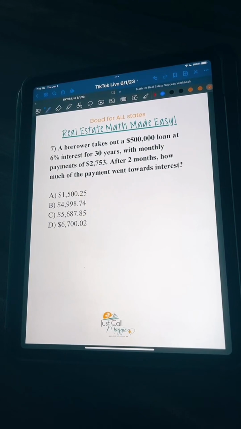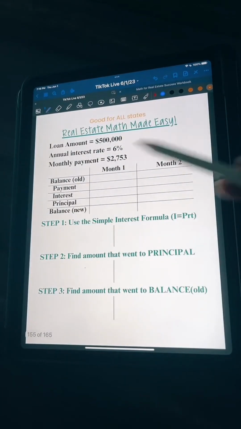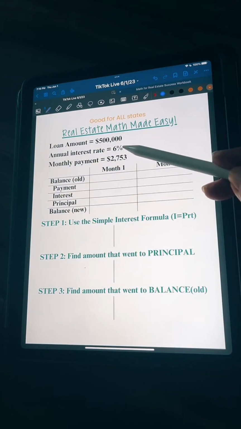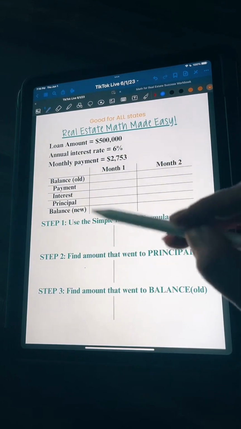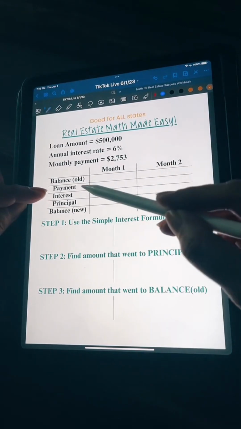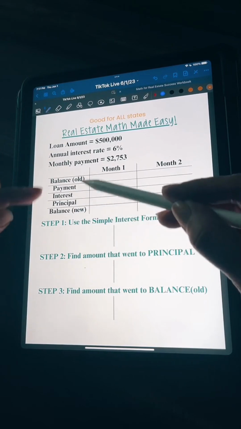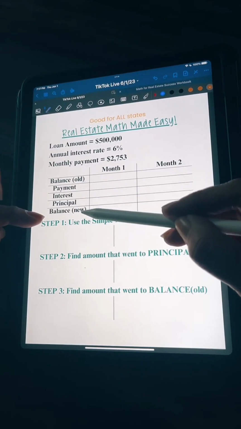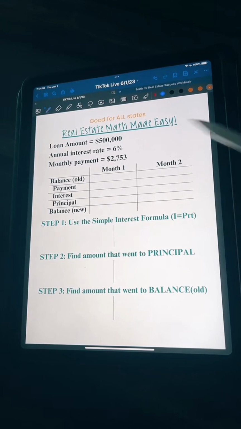So I'm going to do the work on the next page where I've already written out all the information here. We have a loan amount of $500,000. The annual interest rate is 6%, and the monthly payment is $2,753. So I'm going to start filling in my little chart. This is my PIP chart, the PIP sandwich. PIP means payment, interest, and principal. The beginning balance and the balance after the monthly payment are the sandwich buns. So I'm going to start putting in the information I have.